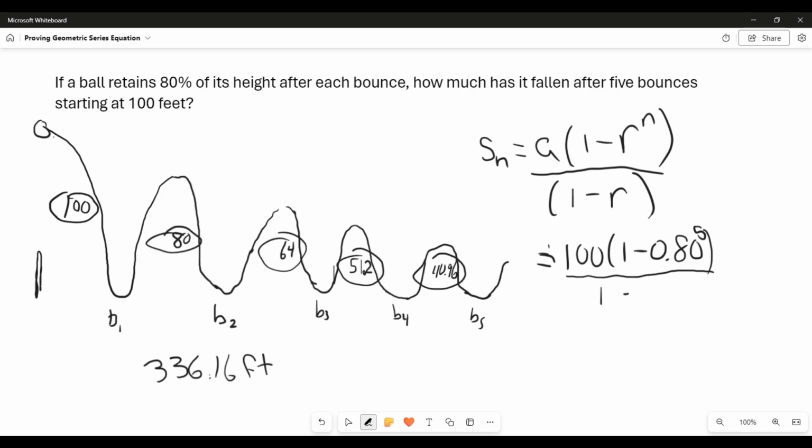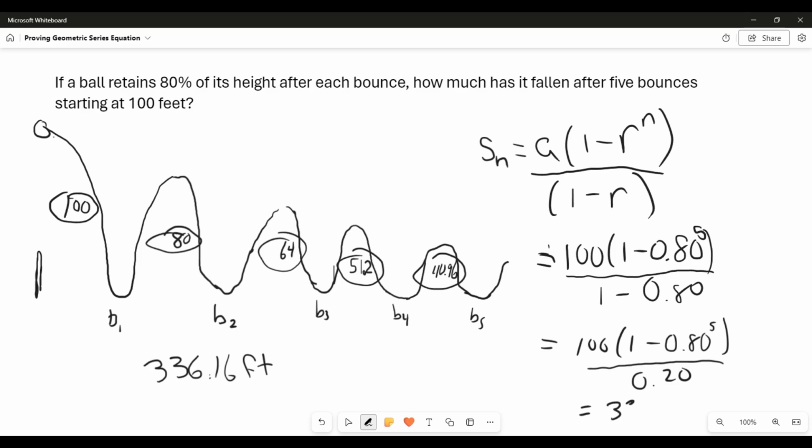You do that first, then the 1 minus. And over here we have 1 minus r, which is 1 minus 0.80. So I could just do part of this in my head. This I can't do in my head: 80 times 80 times 80 times 80 times 80. This is 0.20. And when you work this all out on the calculator, you are going to get the same answer, 336.16.